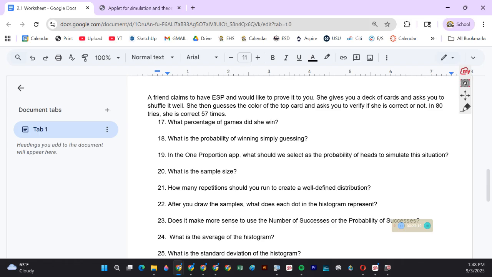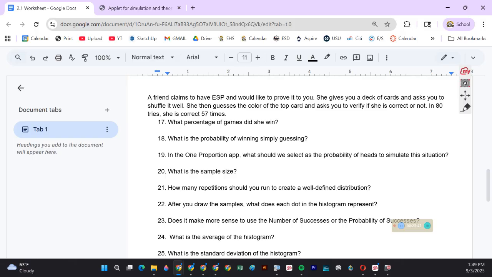A friend claims to have ESP, which is extrasensory perception, which is the sixth sense, and it can mean lots of different things. But in this case, it means if she gives you a deck of cards and asks you to shuffle it well, and then she guesses the color of the top card, and then you flip it over to verify it, and she is right 57 out of 80 times. Is that enough to support her claim that she has ESP?